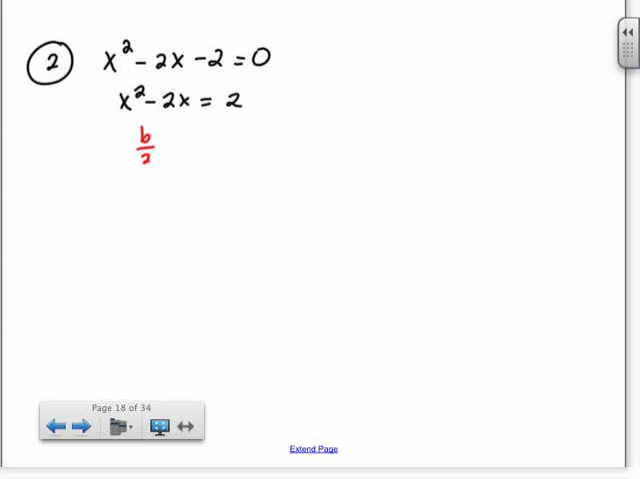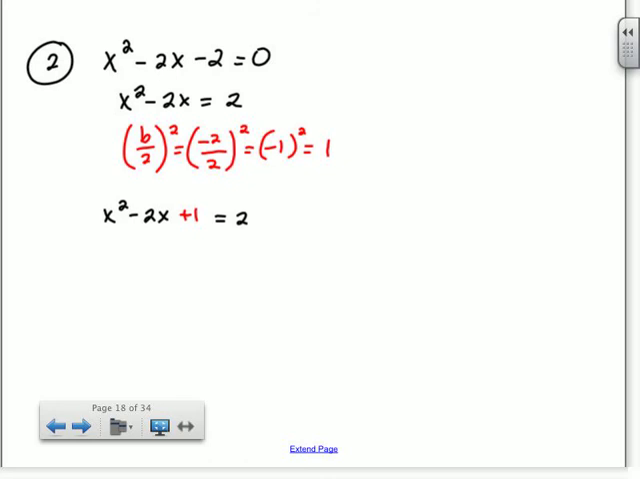So I'm going to do my b divided by 2, squared. So I take my negative 2 divided by 2, squared. So I get negative 1 squared. So I have 1. That's going to be the number that I add to both sides of my equation. Okay, so now I have something squared equals 3. If I factored, I would have x minus 1 times itself.